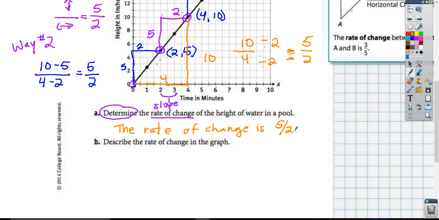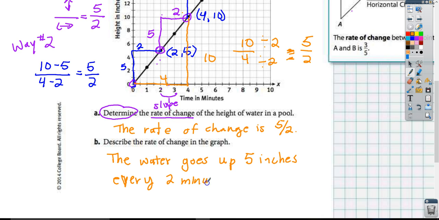Okay, this is where it wants us to get our labels in. So we're going to say the water goes up 5 inches, because it says inches over here, 5 inches every 2 minutes. And we know it's 5 inches every 2 minutes because the 5 represents our vertical, and that's in inches, and the 2 represents our time. Okay.